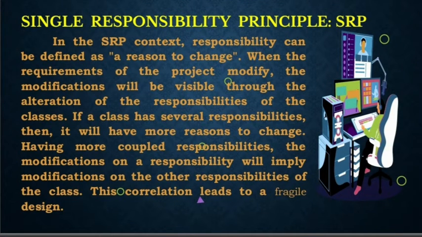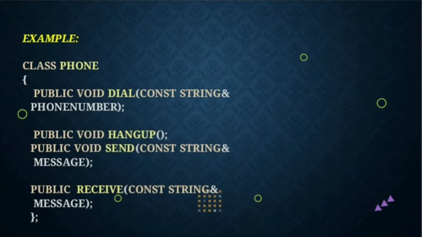The first one we are going to see is the single responsibility principle. In the SRP context, responsibility can be defined as a reason to change when the requirements of the project modify. The modification will be visible through the alteration of the responsibilities of the classes. The responsibility will imply modification of the other responsibilities of the classes. This correction leads to a fragile design. Let us see a quick example for SRP.